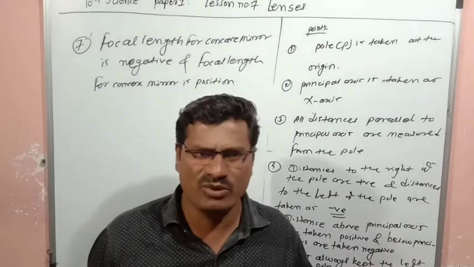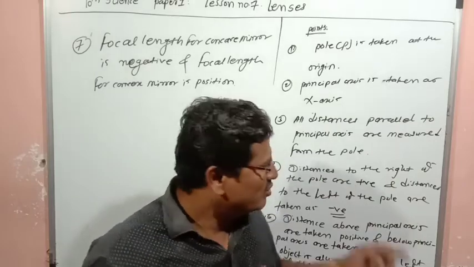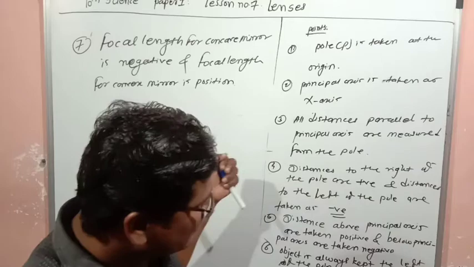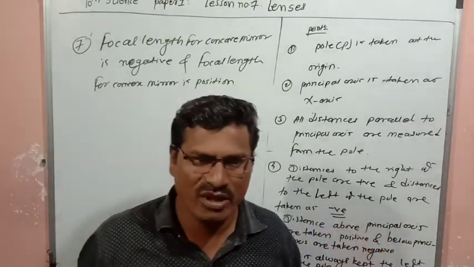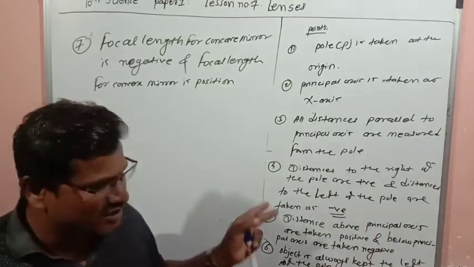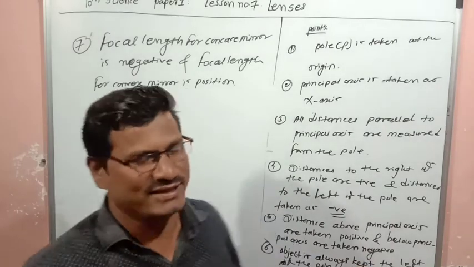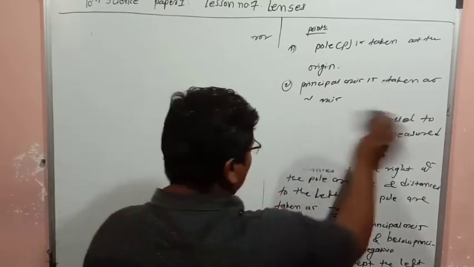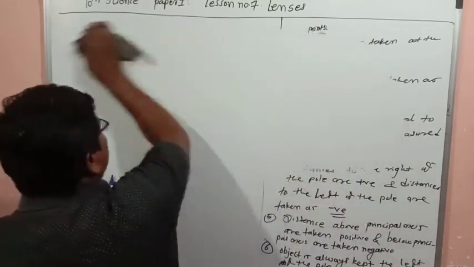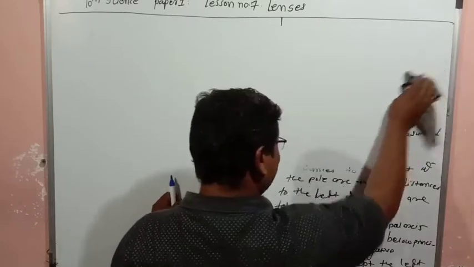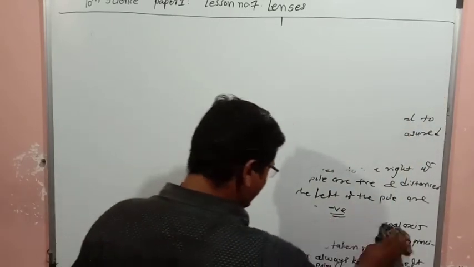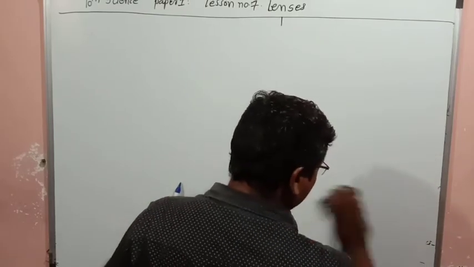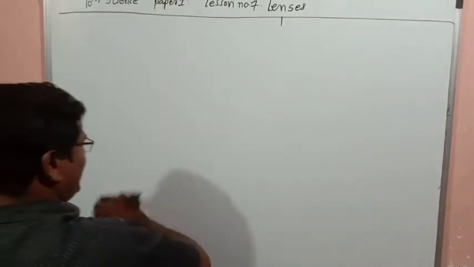Same sign conventions are there for the spherical lenses. So for that comparison only, I have taken this revision. Now we'll study our main important point, that is the Cartesian sign conventions for the lenses. First you should remember which terms are related to the lenses.